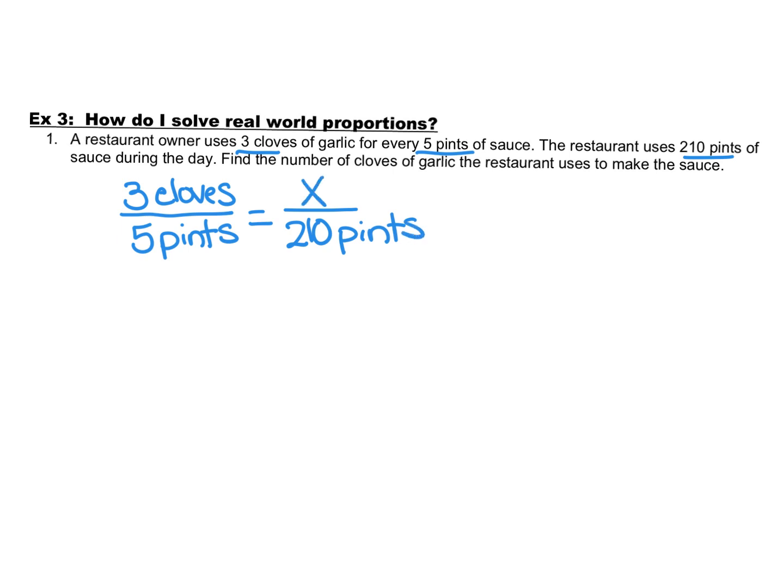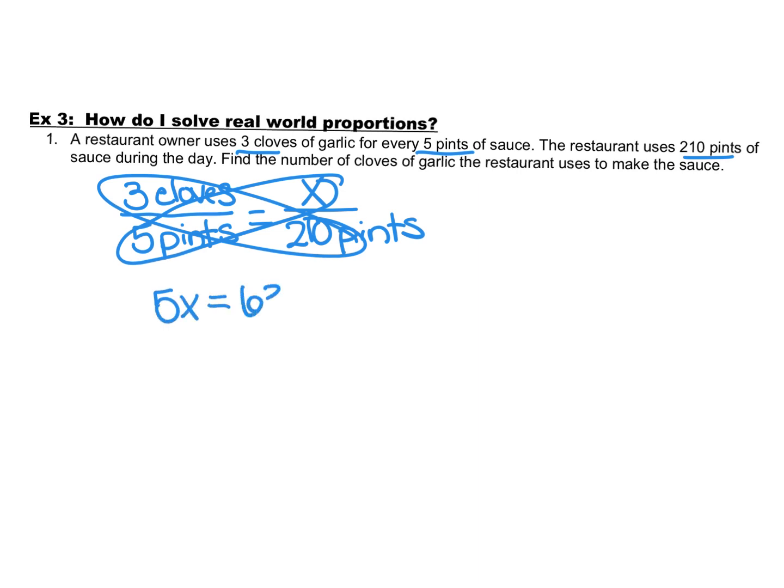So let's go ahead and solve this by cross multiplying and dividing. So we have 5x is equal to 630, and then we'll divide by 5. And so if we had 210 pints, we would end up using 126 cloves of garlic.